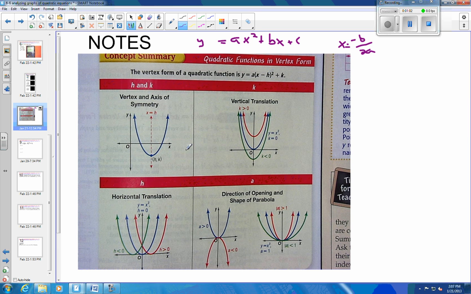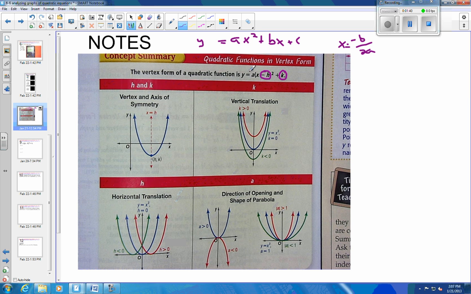Then we look at what happens with k, this number over here. When k is positive, we shift up. When k is negative, we shift down. And on this one, when h is positive, we shift right, and when h is negative, we shift left. But in the formula, remember, it's the opposite of h here, so you might get a little bit confused by that.